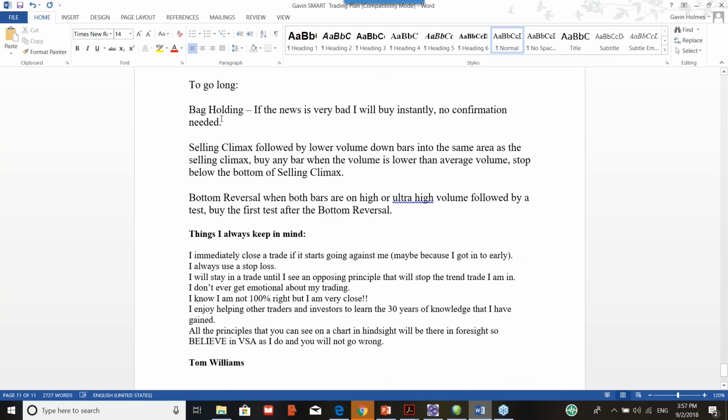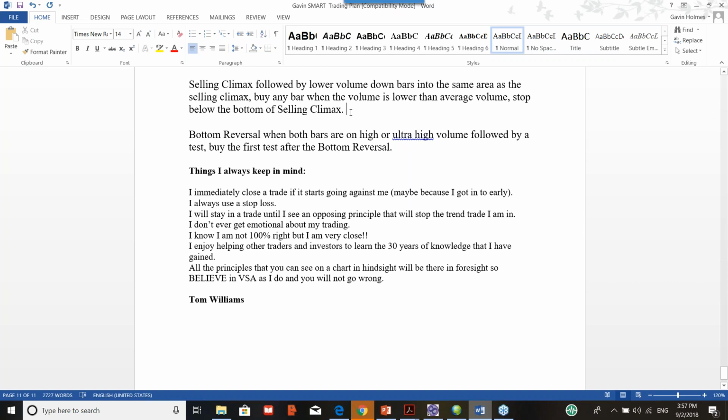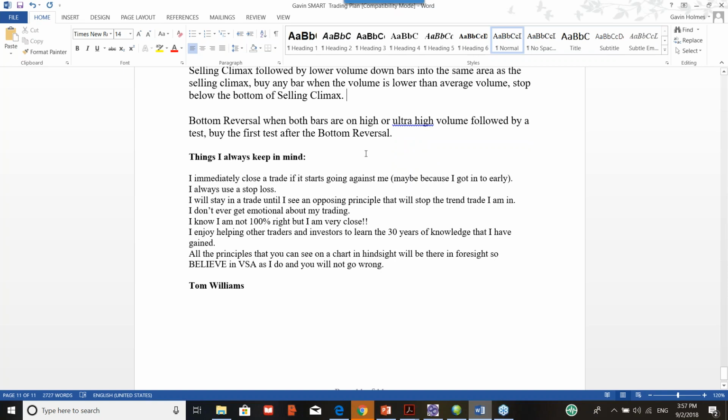To go long, bag holding: if the news is very bad, I will buy instantly, no confirmation needed, and that's exactly what Tom did with BP. Selling climax followed by lower volume down bars, as I've shown you today, into the same area as the selling climax. Buy any bar when the volume is lower than the average volume. The stop is always below the selling climax bar. The bottom reversal, when both bars are on high or ultra high volume, followed by a test, the first test after the reversal.